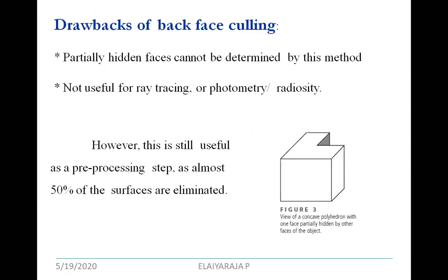What are the drawbacks of the back face culling method? Partially hidden surfaces cannot be determined by this method. Partially hidden surfaces means, suppose you take any concave polygon, which does not have proper faces, which cannot be determined by this method. It is not useful for ray tracing, photometry or radiosity. In ray tracing, as we discussed earlier, we have three different things: one is reflection, another is refraction, another is pass through. These three major methods are used in ray tracing. So here back face culling will not be used for ray tracing.